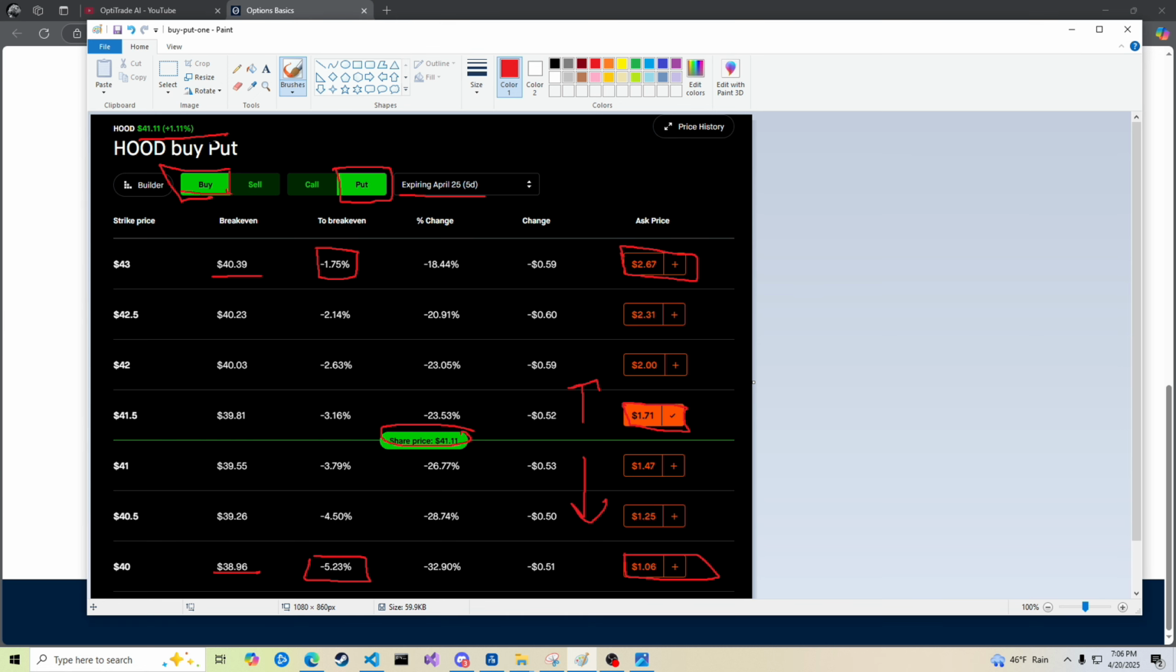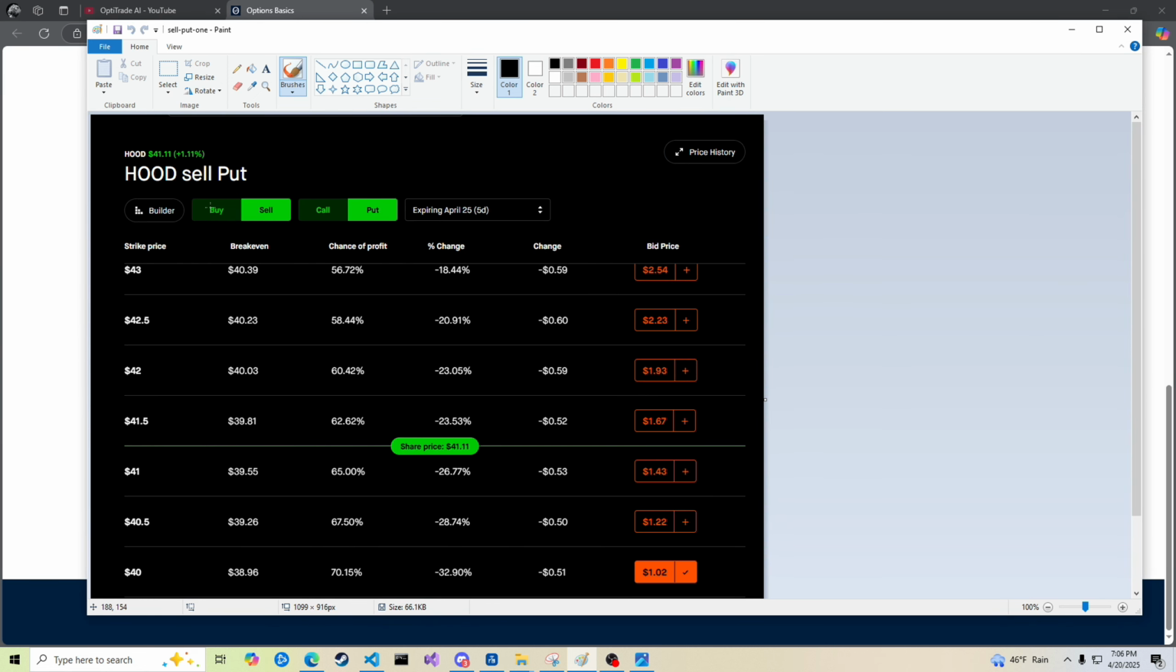If we sell a put option, all right, here we go. All of this is the same as we have been talking about the entire video, but now we are selling a put option, okay? Same expiration. And you can see that we have selected an options contract that is out of the money, okay? This is out of the money because we are selling a put option that is lower than the current share price.